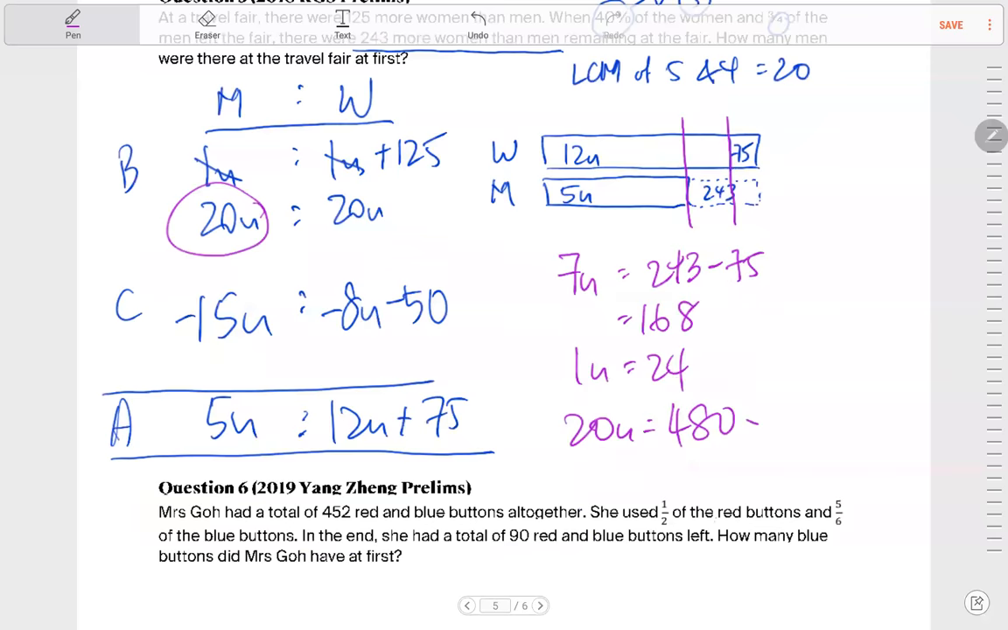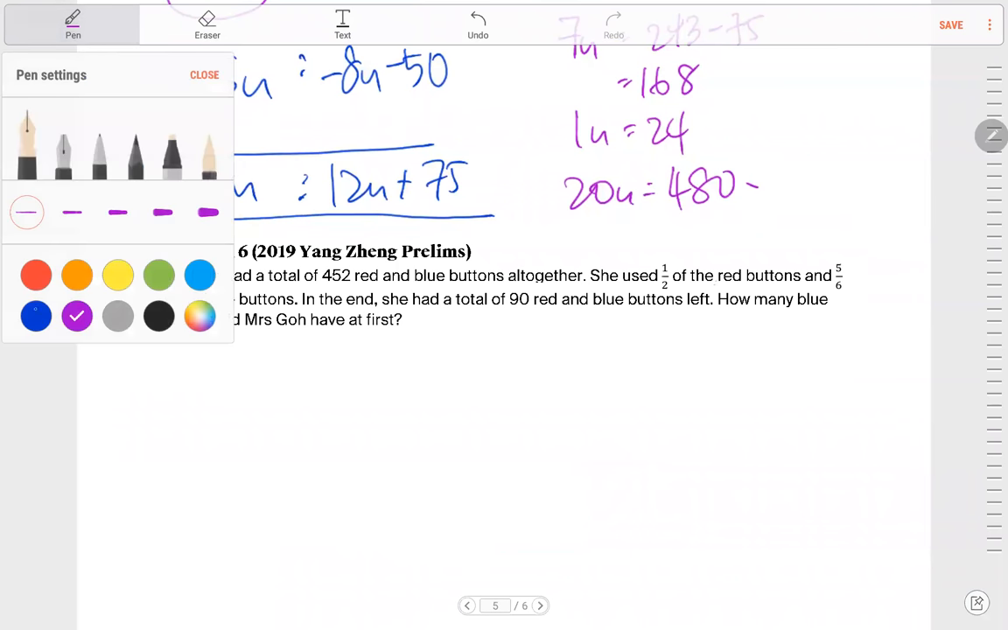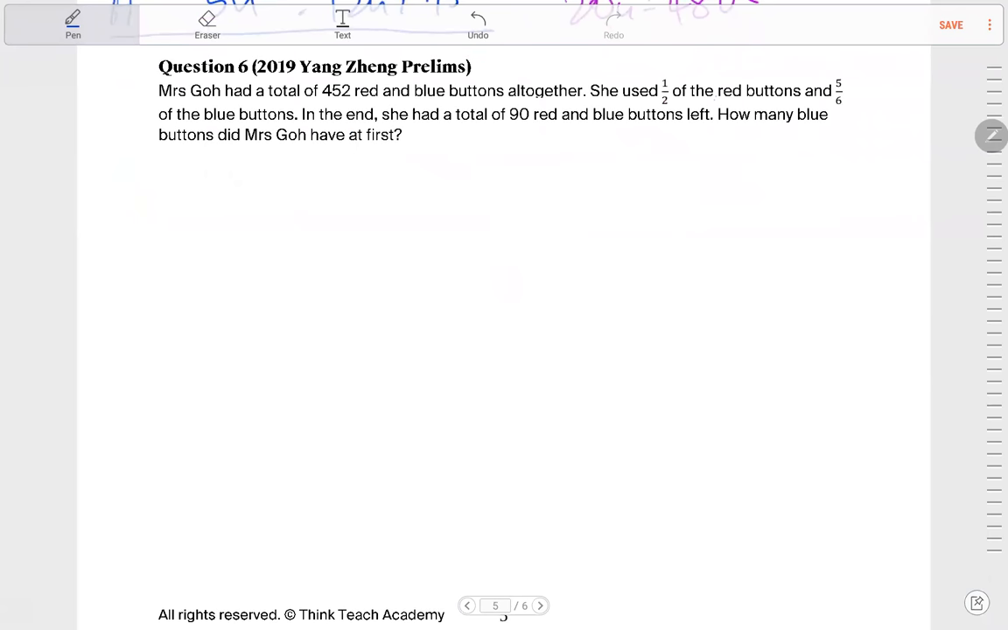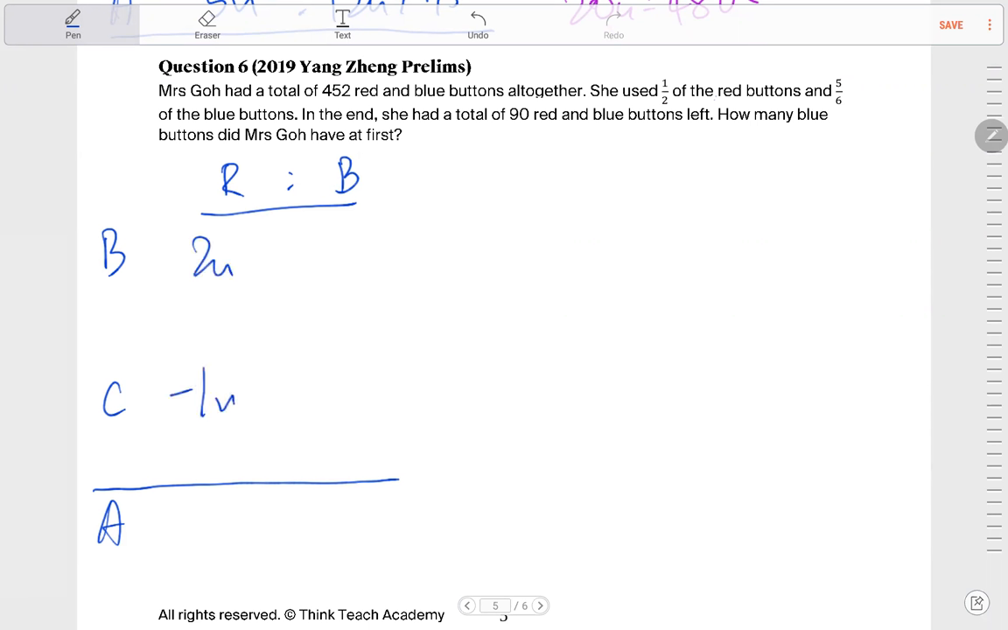Okay, come, let's look at this question. Question 6. Let's present the information I have in the BCA table. Part 1, present. Red is two blue buttons. B, C, A. I had a total of 452. I use half of the red buttons. Half means I start off with 2U, it changes by minus 1U, and I'm left with 1U. Make sense? Make sense.